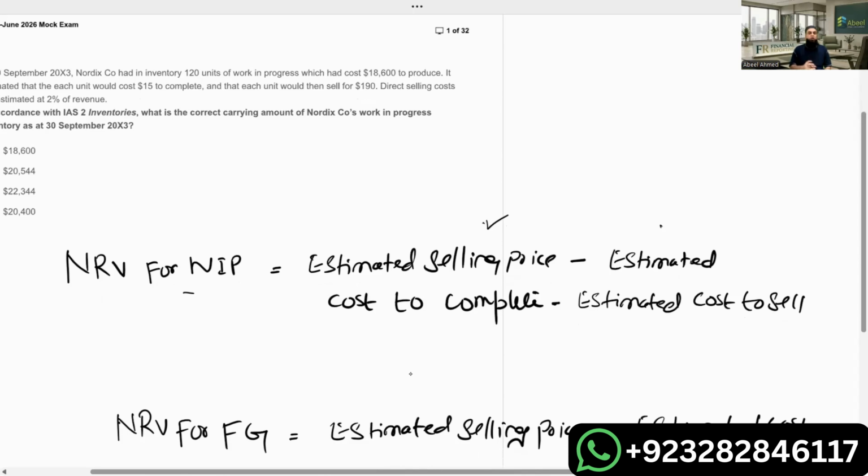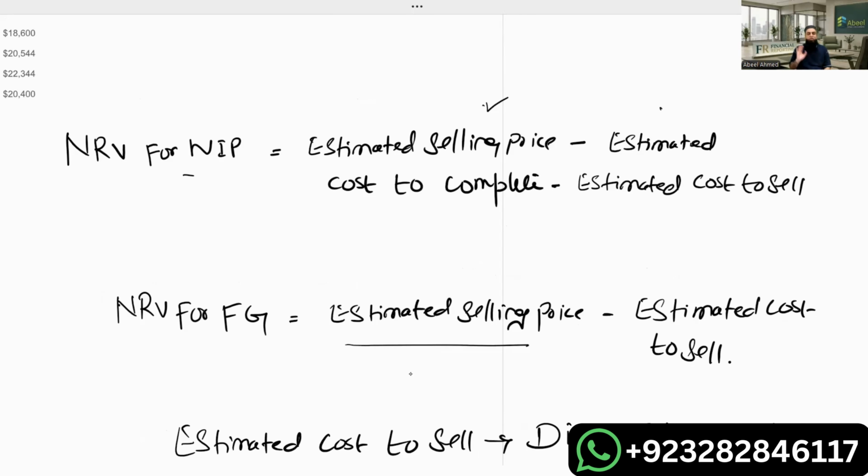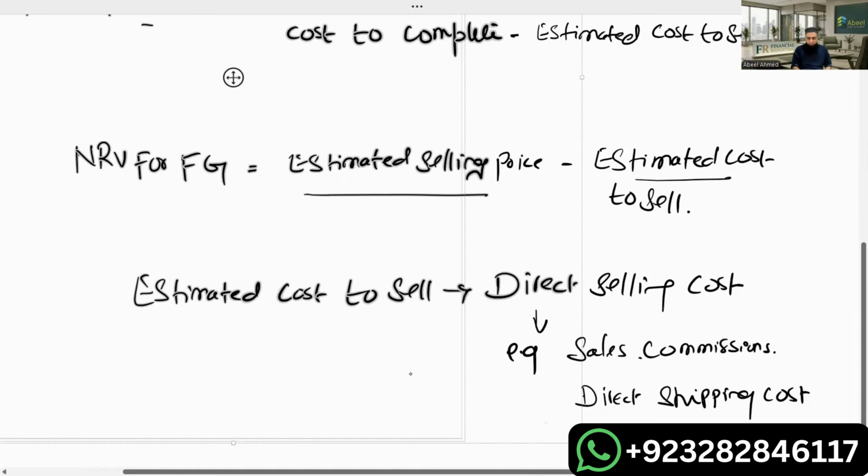Now, if I'm required to calculate NRV of finished goods, the formula will change. It is estimated selling price minus estimated cost to sell only. So first of all, students, whenever you calculate NRV, you have to first check whether you are required to calculate NRV of work in progress or NRV of finished goods, because both are different. Now let's talk a little bit about estimated cost to sell.